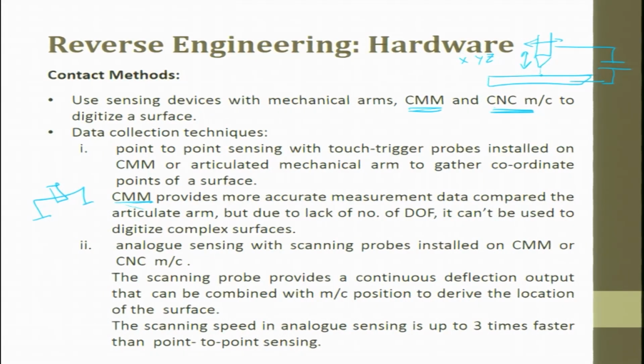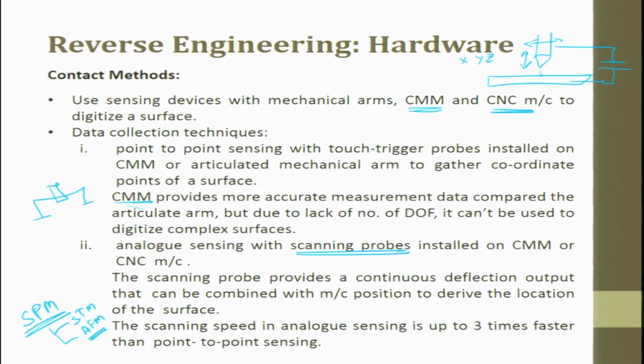Analogous sensing uses a scanning probe installed on a CMM or CNC machine. The scanning probe provides a continuous deflection output that can be combined with the machine position to derive the location of the surface. Scanning probe means a probe that, without touching, keeps scribing on the surface. A scanning tunneling microscope is a scanning probe. They are called SPM, scanning probe microscopes. In this come your scanning tunneling microscope and atomic force microscope. All of these can also be thought of in reverse engineering.